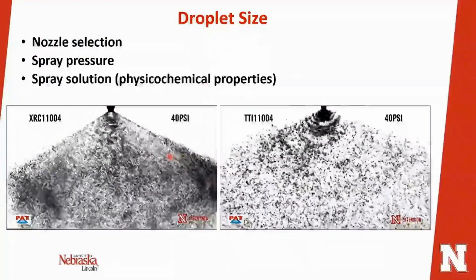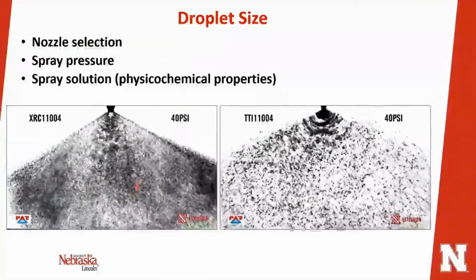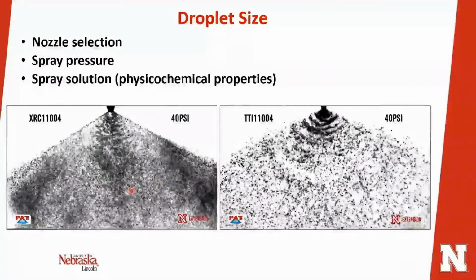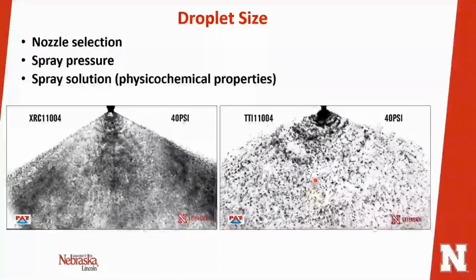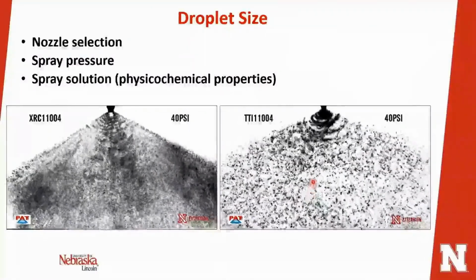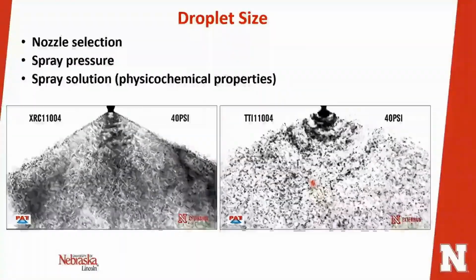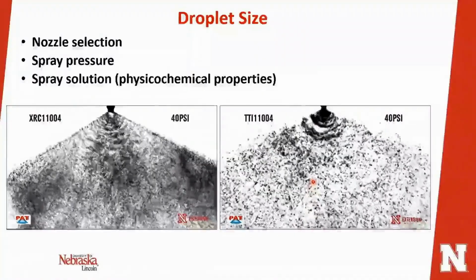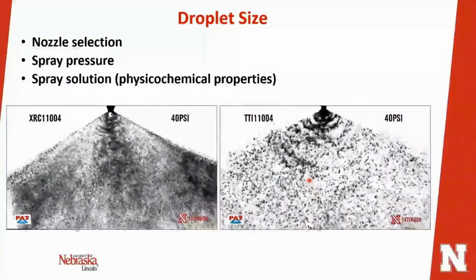So what we are looking at here is a fine to medium droplet size spray quality in the video on the left. And in the other video with the TTI nozzle, we have an ultra coarse droplet size. So you guys can tell the difference between these droplet qualities is pretty obvious, right?